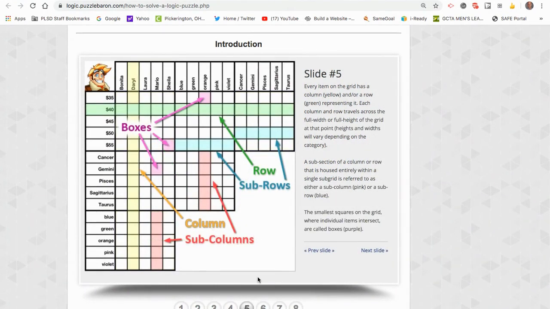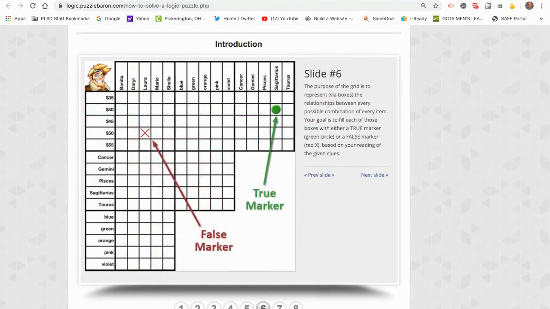So here's what it looks like all together. These different rows, sub-rows, columns, sub-columns, and boxes. And then if you're doing it on a computer program, like I'll show you later, the green dot means that that's what it is, and everything else becomes an X. So all of these become X's and all of these become X's because it can't possibly be; if you figured out one, you've eliminated the others. A false marker is usually an X. When I'm doing it by hand, just on a piece of paper, I use a star to indicate that that's the box, and I just make X's in the other boxes.